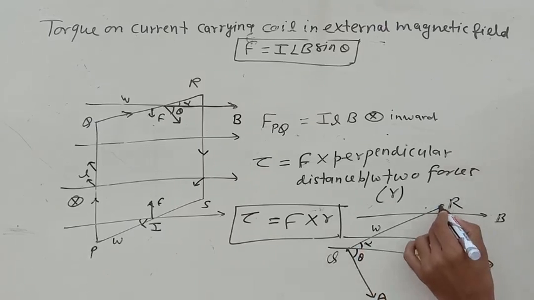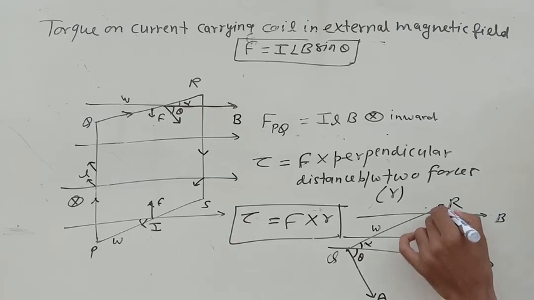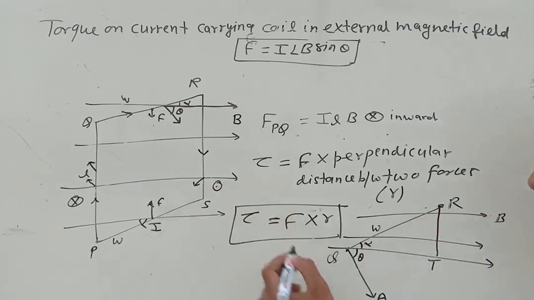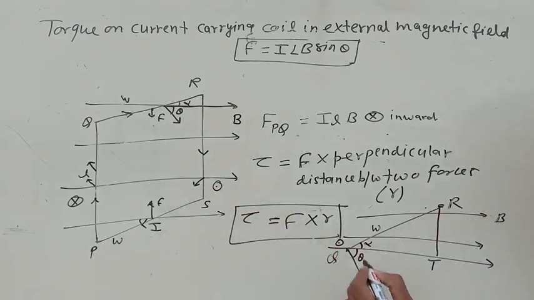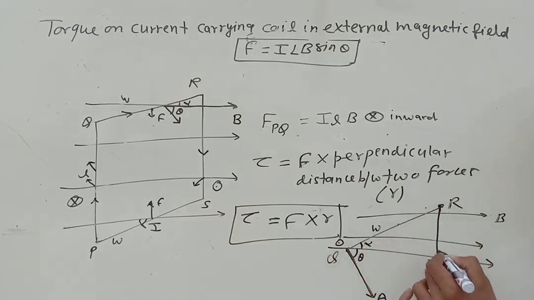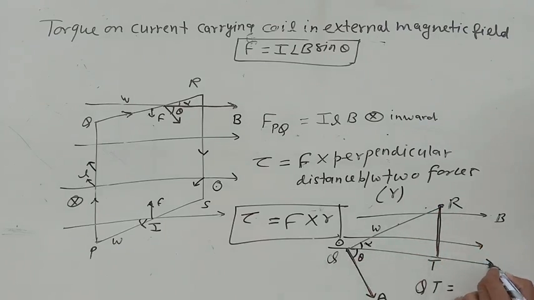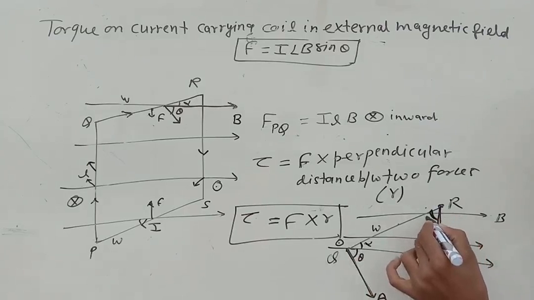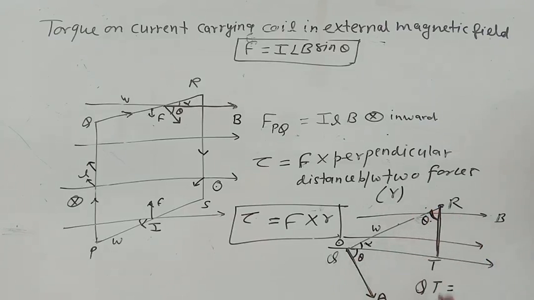So one force is here in outward direction, one force is here in inward direction. So we have to calculate this perpendicular distance between two forces. So we have to calculate QT. If this angle is theta and this is perpendicular to W and this is perpendicular to the magnetic field, then this angle is equal to theta.